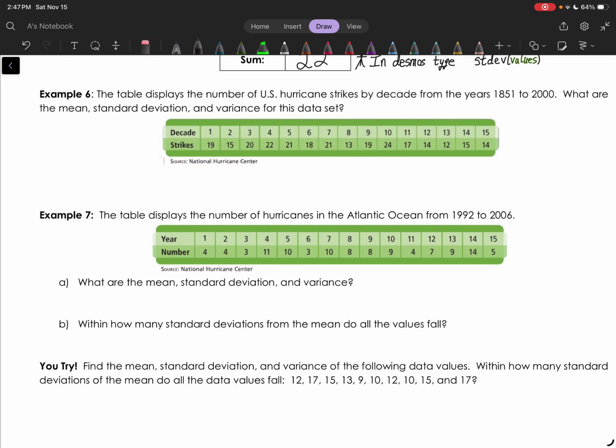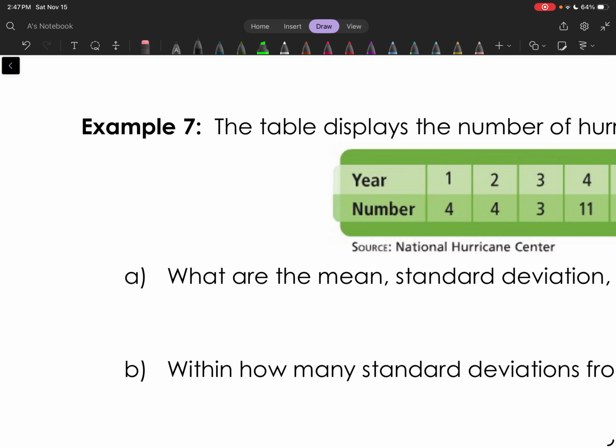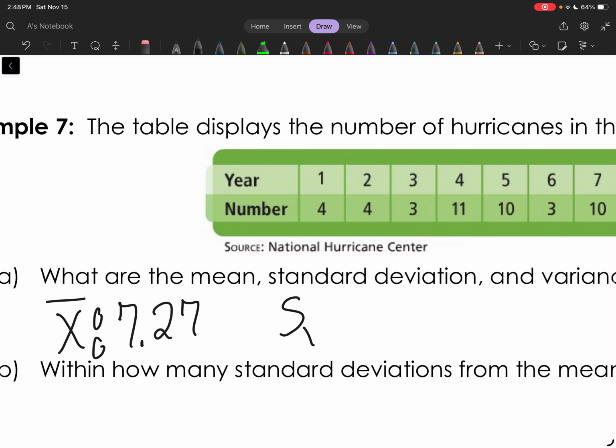I want you to try 6 and 7, but I want to do 7 part B. So pause the video to try to do 6 and 7 part A. Now I'm going to write down the answers for part A because you're going to need part of it. I'm going to give you the mean and the standard deviation. The mean that you should receive is 7.27. The standard deviation that you should receive is 3.33.